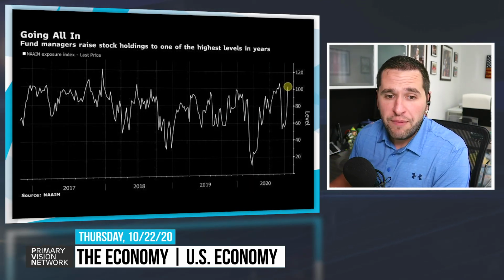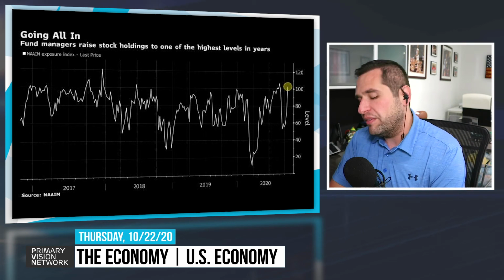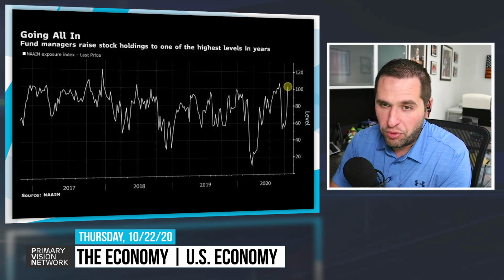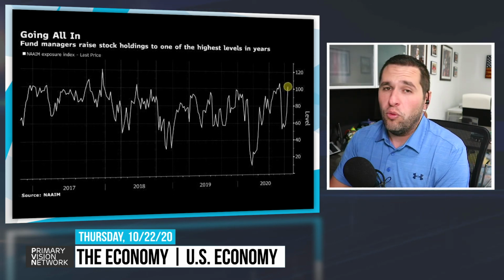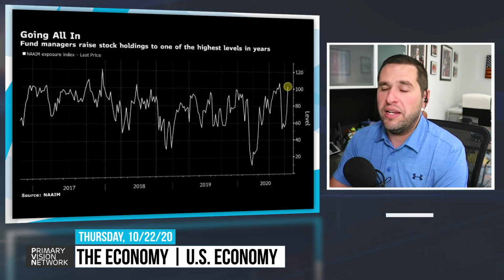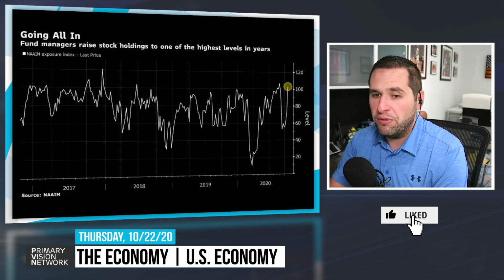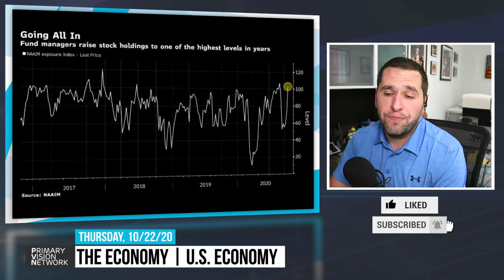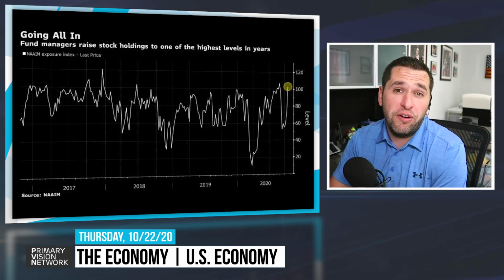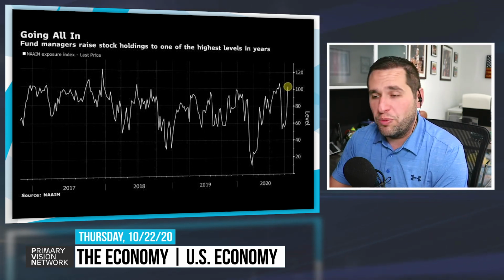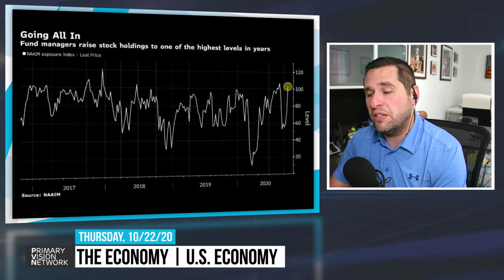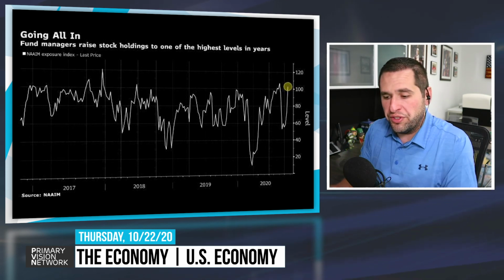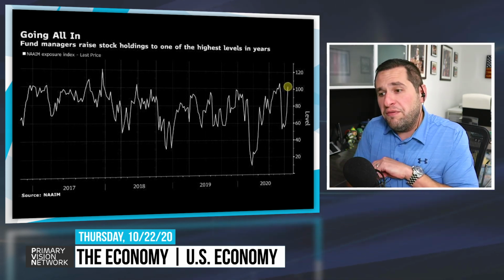And with all of these headwinds, if we talk about COVID cases increasing, the presidential election uncertainty of, will there be a peaceful transfer? Who will win? How long will it take to count the mail-in ballots? Fund managers raise stock holdings to one of the highest levels in years. So clearly fund managers have no fear, which means if there's a surprise, obviously there could be some capitulation to the downside.